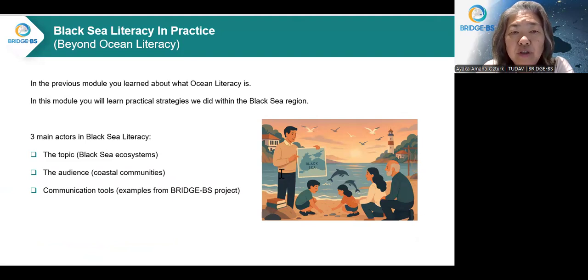In the previous module, you learned about what ocean literacy is. In this module, you will learn practical strategies we used within the Black Sea regions. Sitting on pillars of ocean literacy, this module will give you case-specific examples of three main actors in Black Sea literacy. The first is a topic, which is the Black Sea ecosystems. The second, the audience, Black Sea coastal communities. And the third, communication tools, which are examples from the Bridge BS project.